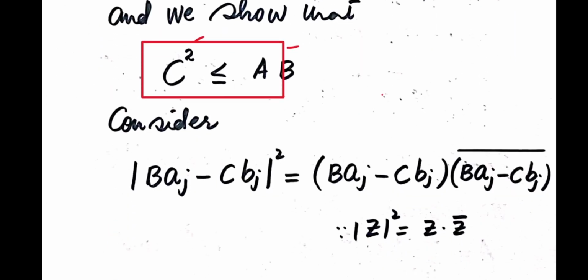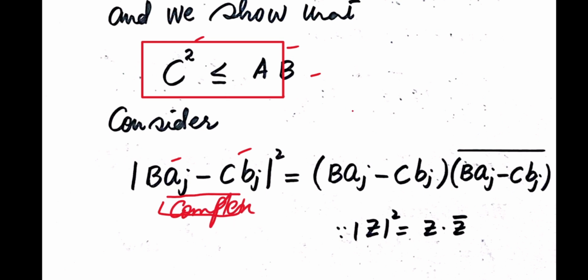To prove this inequality, we will consider this quantity. You have to remember this quantity in the whole proof. This is B times aj minus C times bj, and as aj and bj are complex numbers, clearly this difference is also a complex number.